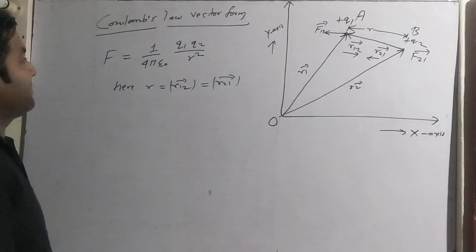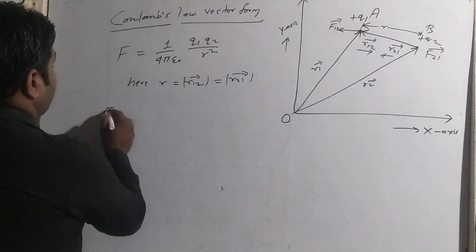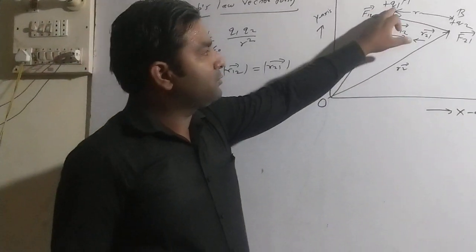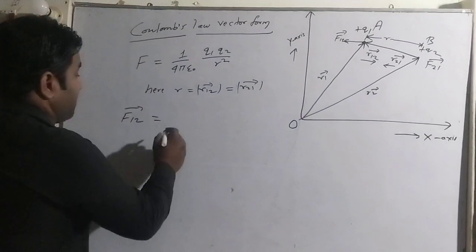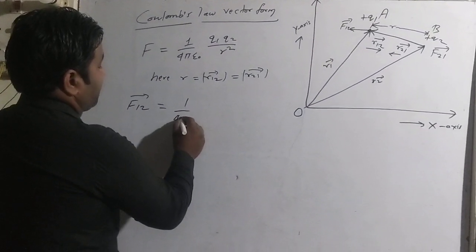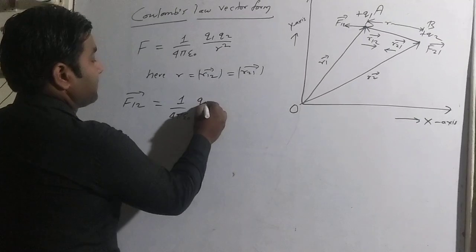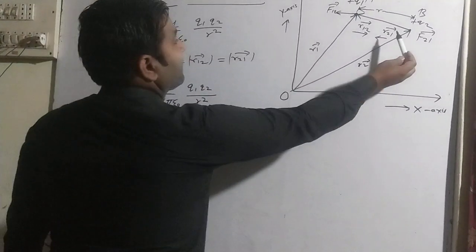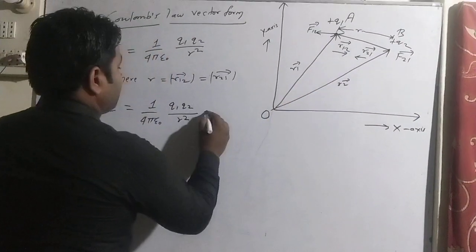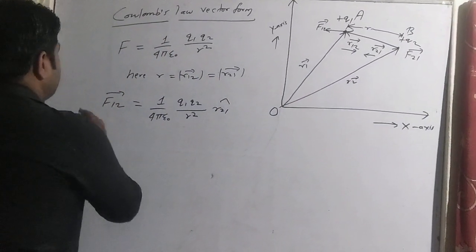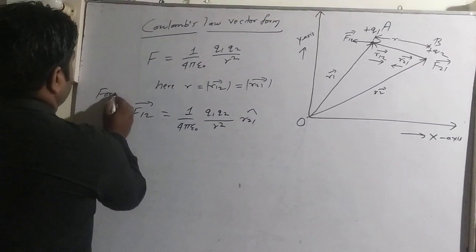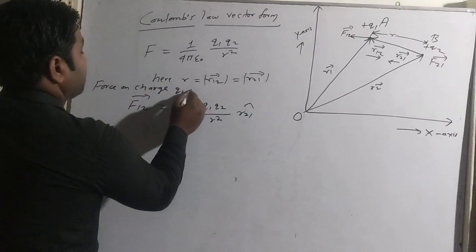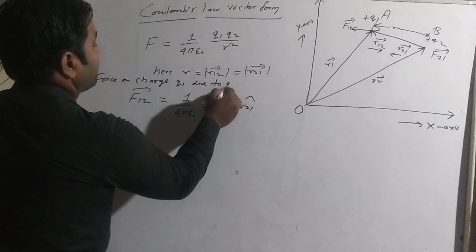So for proving Coulomb's law, the calculation of F12, that is the force on charge Q1 due to Q2, is 1/4 pi epsilon naught Q1 Q2 upon R square, times the unit vector along BA, that is R21 unit cap. This is the force on charge Q1 due to Q2.